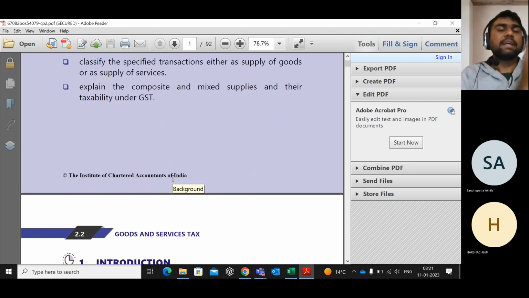Supply means the general meaning. There are some transactions which in the general meaning are not a supply, but are included. That is supply includes. And there are certain transactions which in general meaning are treated as supply, but for the purpose of GST, are not treated as supply. That is the excludes.